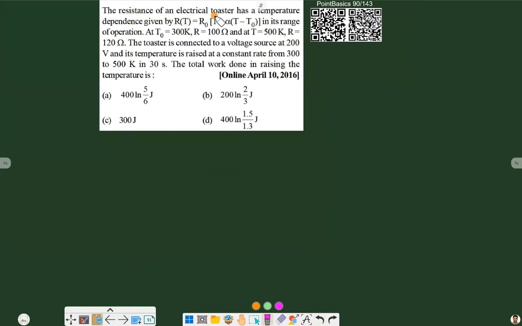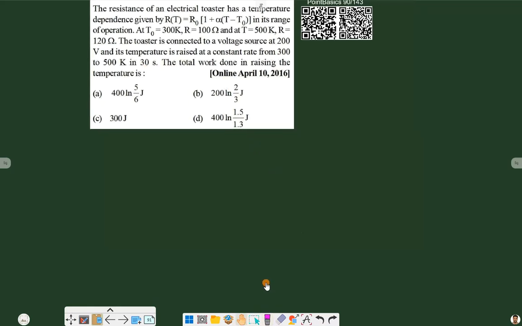The resistance of an electrical toaster has a temperature dependence given by this formula. In its operating range, at T naught 300 Kelvin, the R value is 100 ohm, and at T 500 Kelvin, the value of R is 120 ohm. The toaster is connected to a source at 200 volt. The temperature is raised from 300 to 500 in 30 seconds. The total work done in raising the temperature will be.